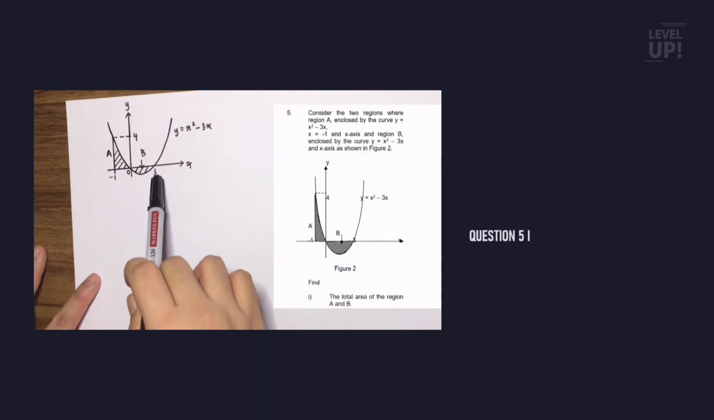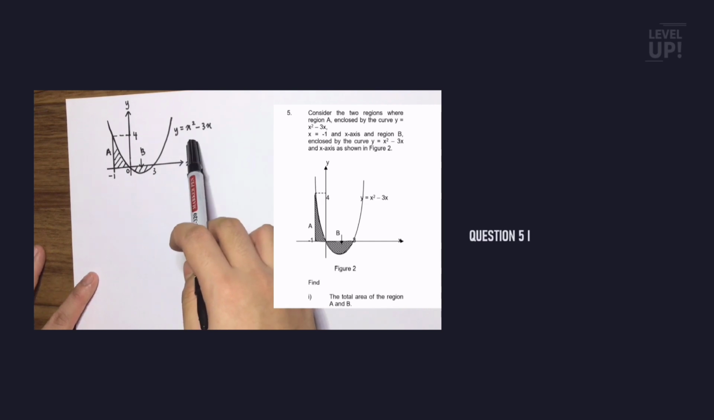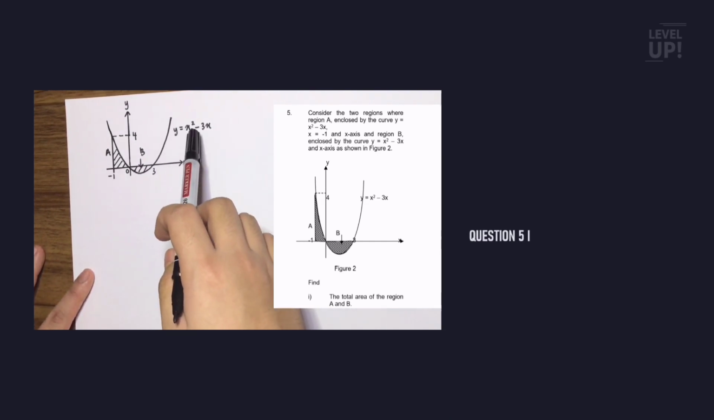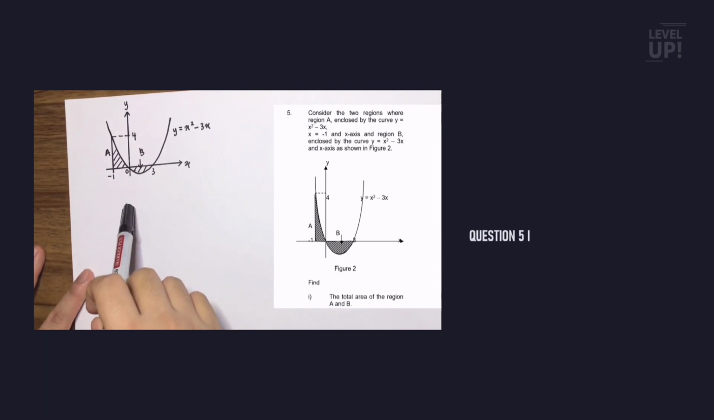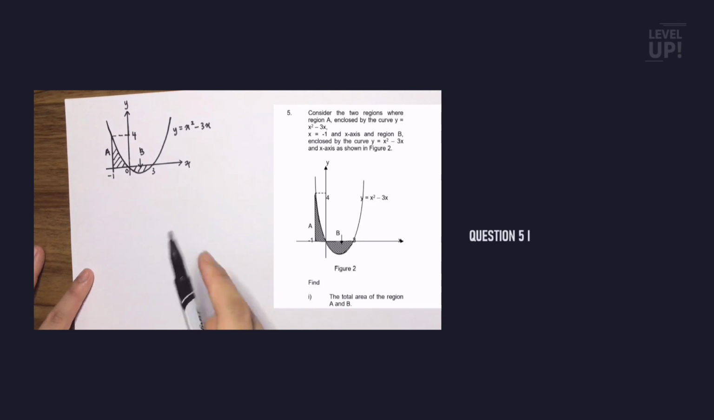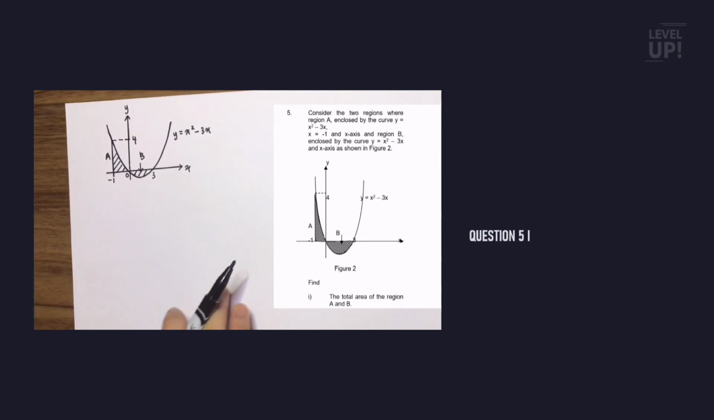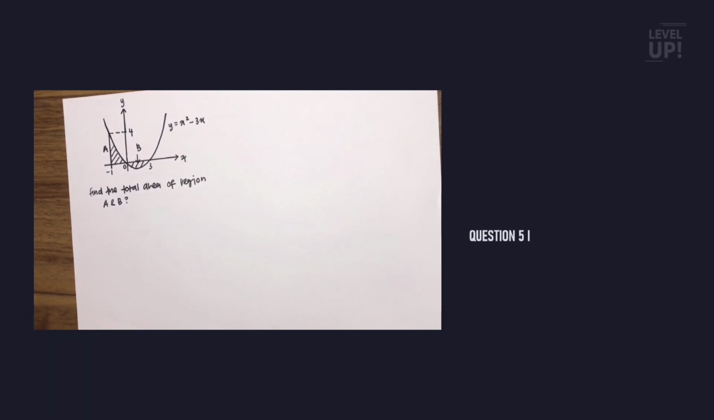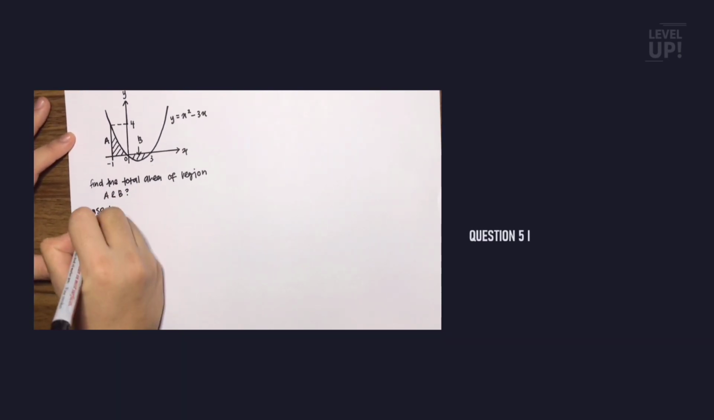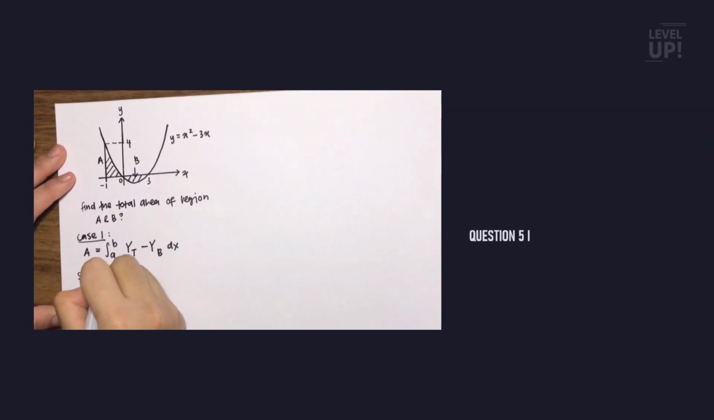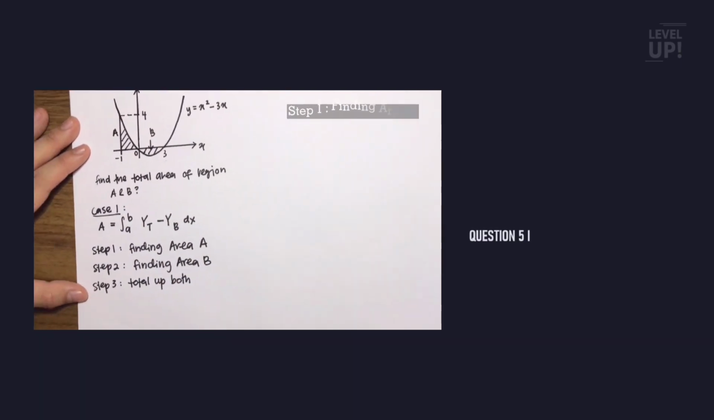Consider the 2 regions. Region A is enclosed by the curve y equals x squared minus 3x, x equals -1 and the x-axis, and region B is enclosed by the curve y equals x squared minus 3x and the x-axis. To find the total area of regions A and B, we're going to need to use case 1 because the region is parallel to the y-axis. So step 1, finding area A.